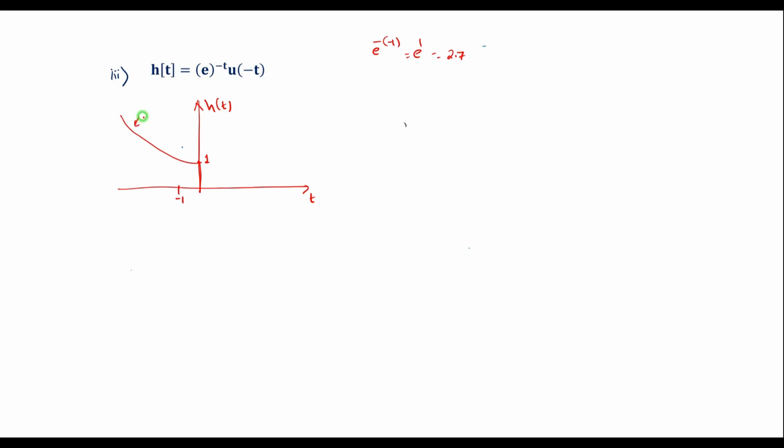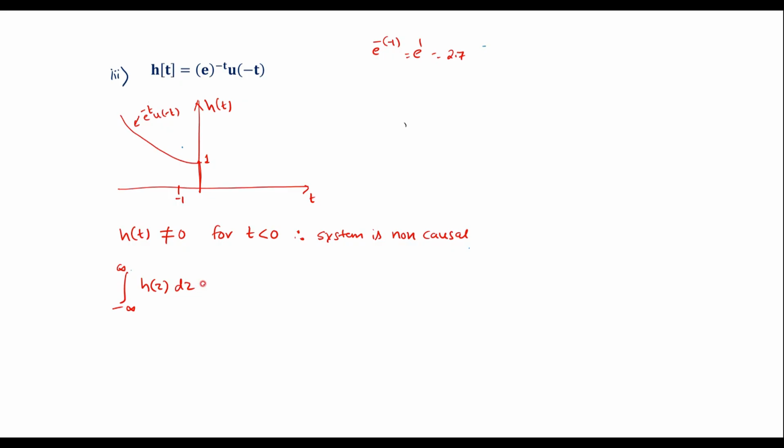So this is e power minus t u of minus t signal, as it exists only from minus infinity to 0. So here we can see that h of t is not equal to 0 for t less than 0. Therefore the system is non-causal. Now let's calculate or find the stability, that is integration minus infinity to infinity h of tau d tau.